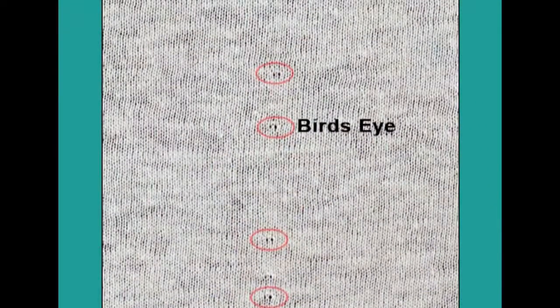Then coming to the bird's eye. Bird's eye is often caused by unintentional tucking from a malfunctioning needle. Usually, two small distorted stitches cast side by side will form this kind of bird's eye. It may be major or minor depending on the severity of this particular defect.